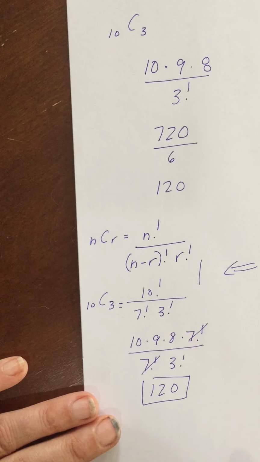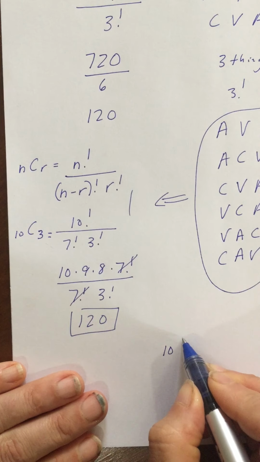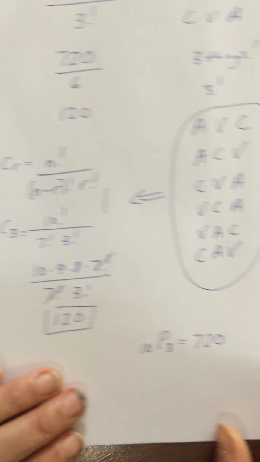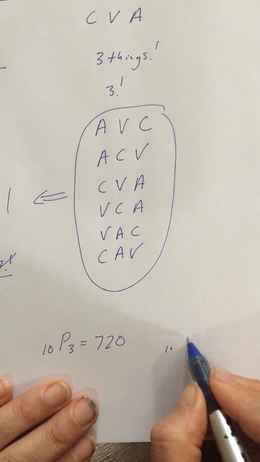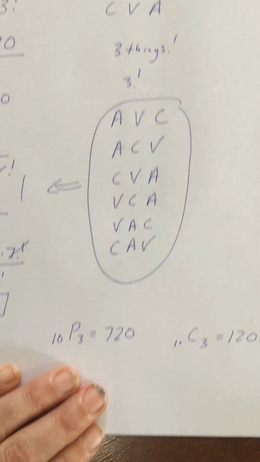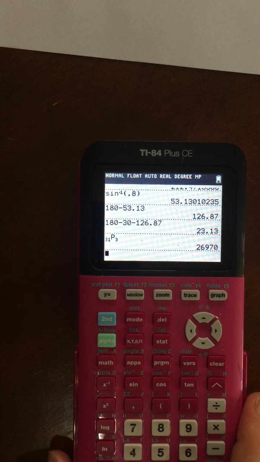Okay, so just to summarize the upshot of these things, the 10P3 gave us 720, right? And then the 10C3 gave us 120. Okay, so on your calculator, these buttons are available.